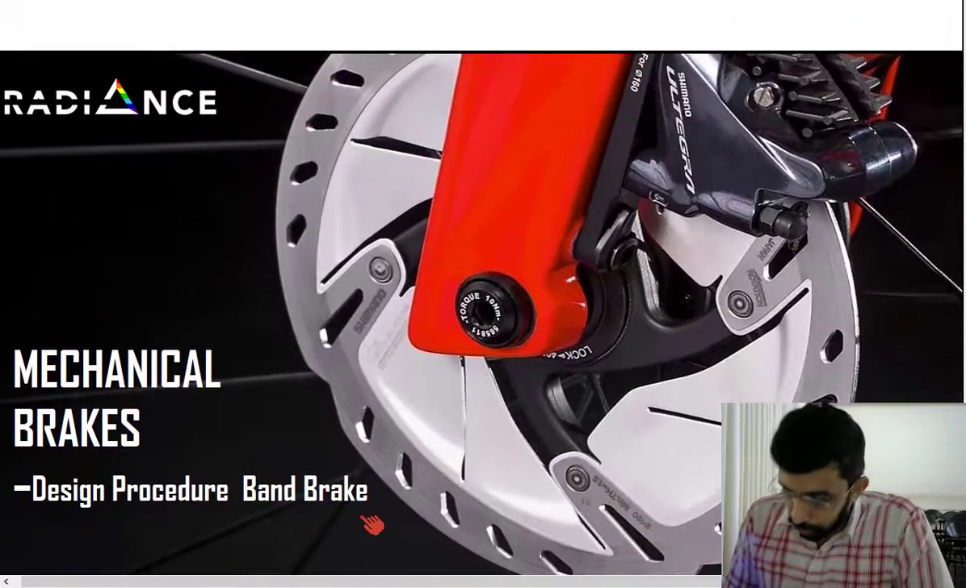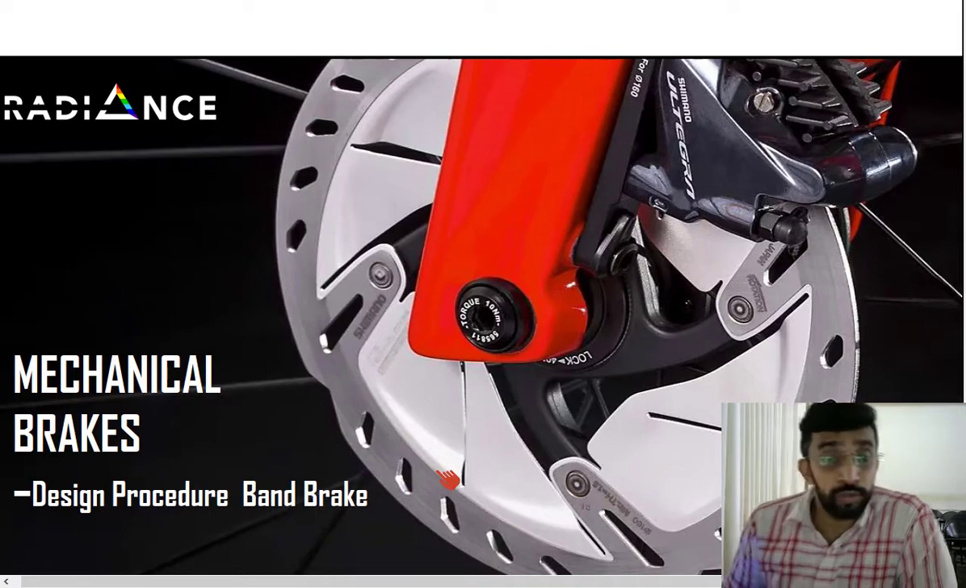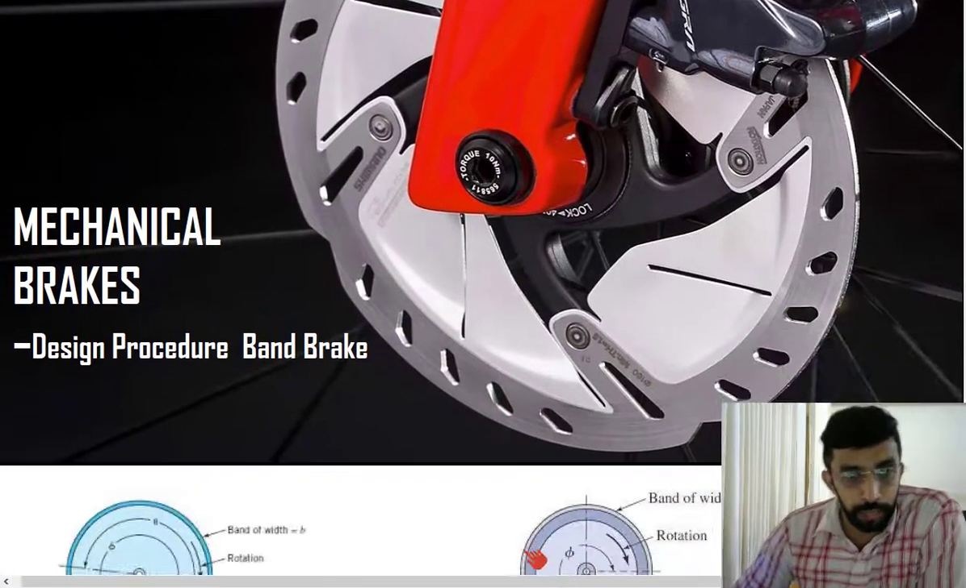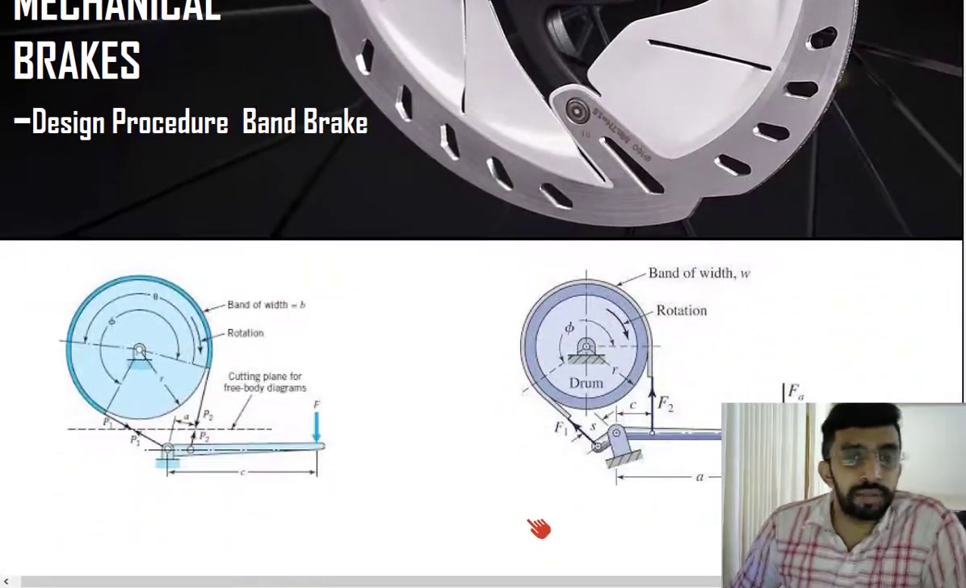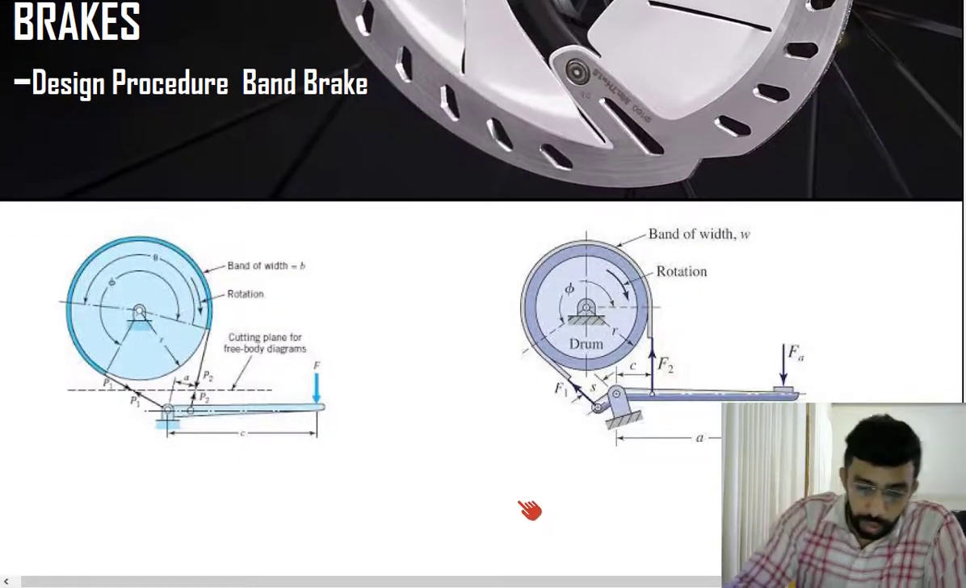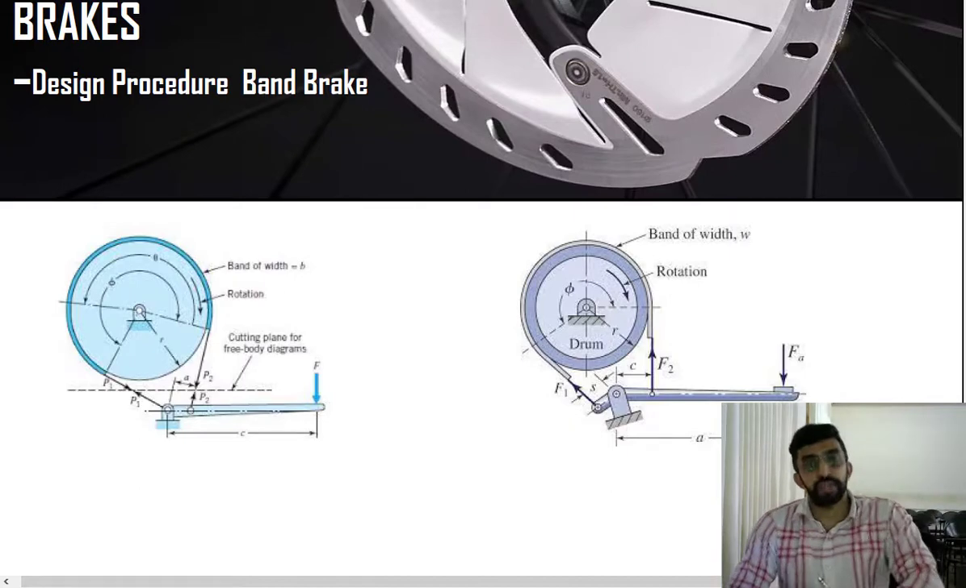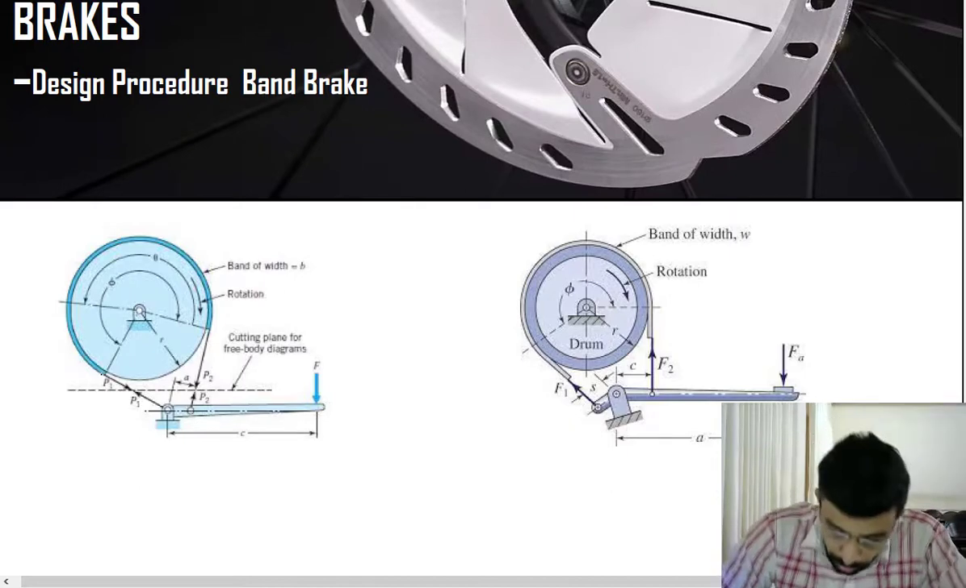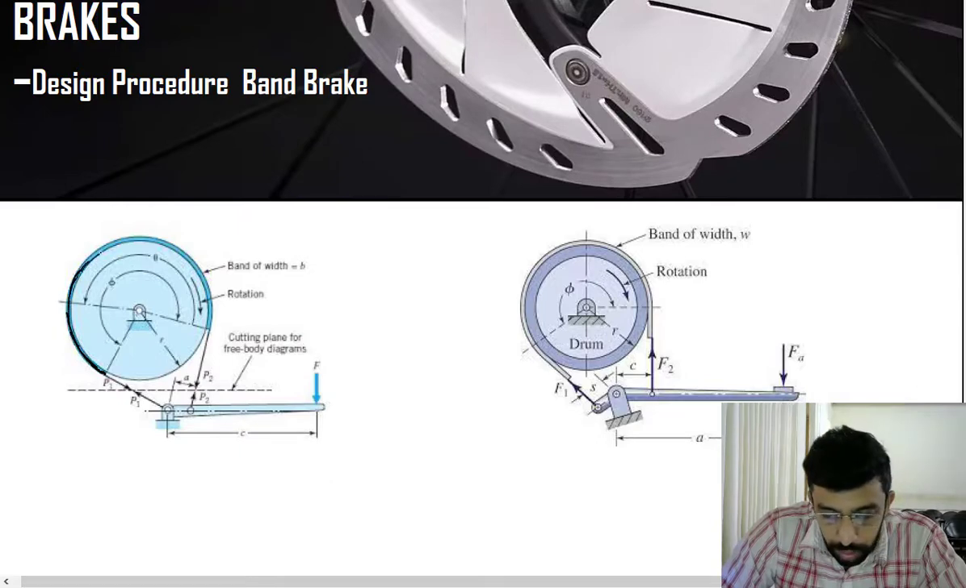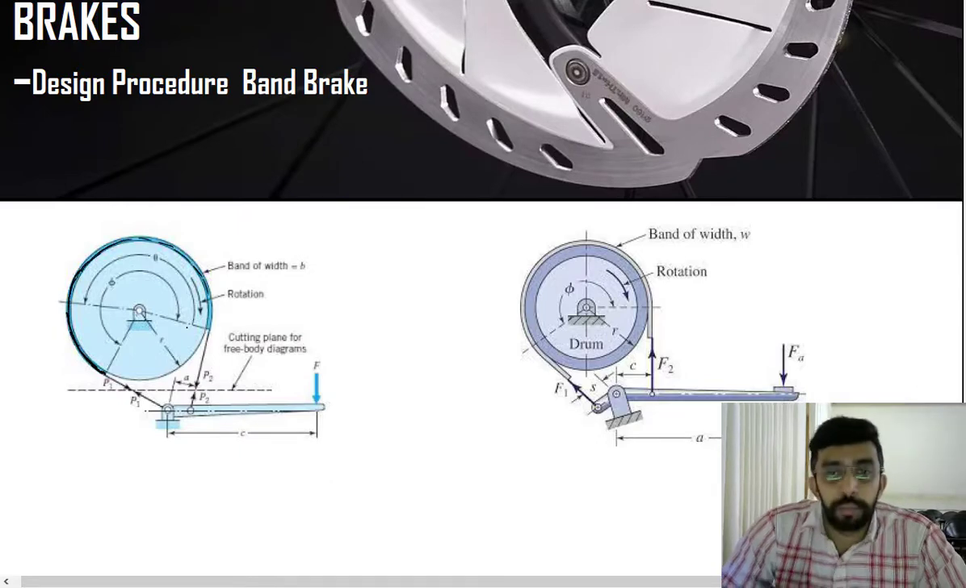So today we will discuss the design procedure for the band brake. This is a new type of brake system that we have to learn immediately after the shoe brake. As I have already told, this band brake consists of a band which is running over the brake drum. You can see this is the band that is running over the brake drum.